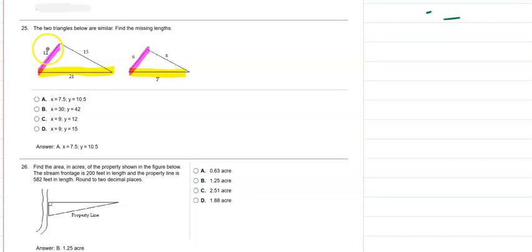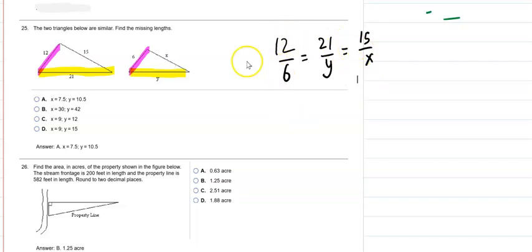So in other words, 12 divided by 6, right? Let me write down here. 12 divided by 6 equals 21 divided by y, equals 15 divided by x. That's what happens. This is called ratio or proportional. This is only the case when the triangles are similar. So in this question, you have to find the x and y values of these two similar triangles. So now I have a kind of equation here, but this is called proportional.